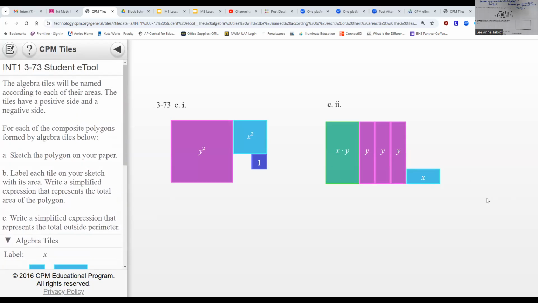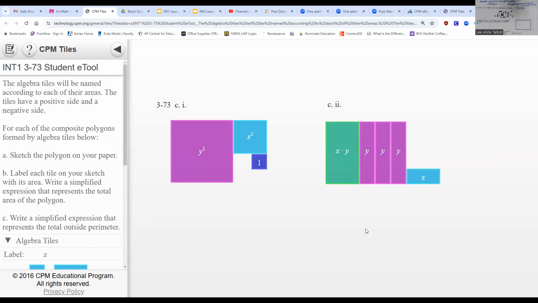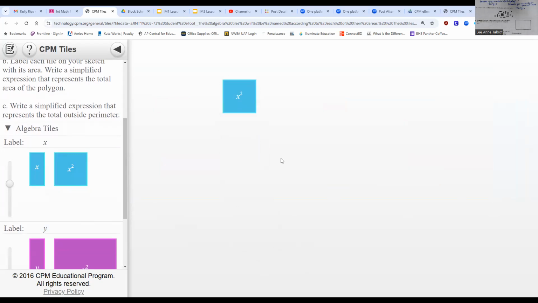What I like to do for this is I like to just take these and move them. But what do we need? So we need one x squared tile. One x squared tile. How many x tiles do we need? Take a look at the resource page. How many x? Six.